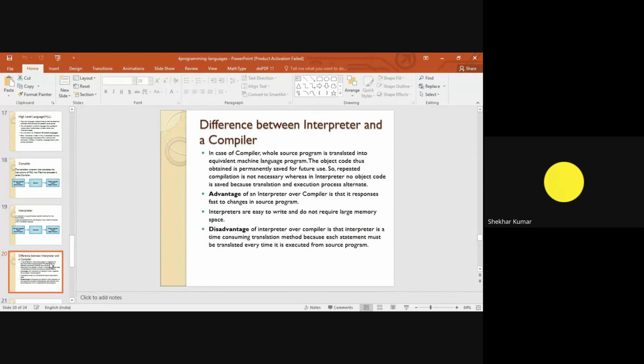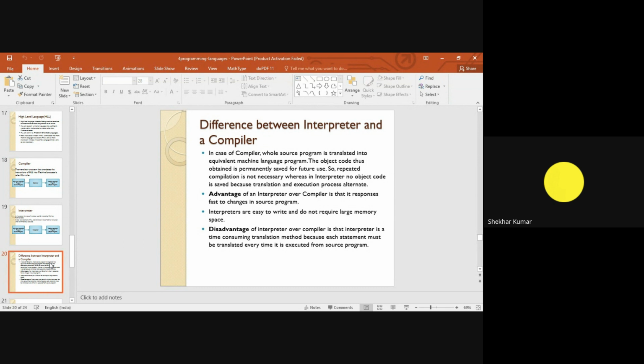Most frequently asked question in the interview, or it can be in your exam also: what is the difference between interpreter and compiler? You can see that in case of compiler, the whole source program is translated into your equivalent machine-level program. We are talking about the whole source program, so that the object code is obtained and permanently saved for future use. While in case of your interpreter, we are executing line by line.